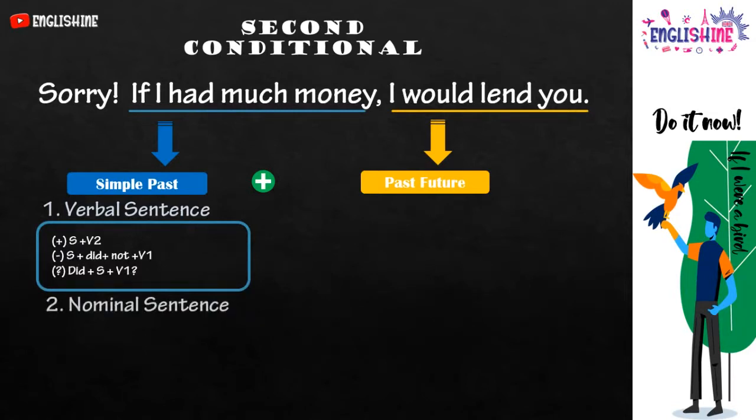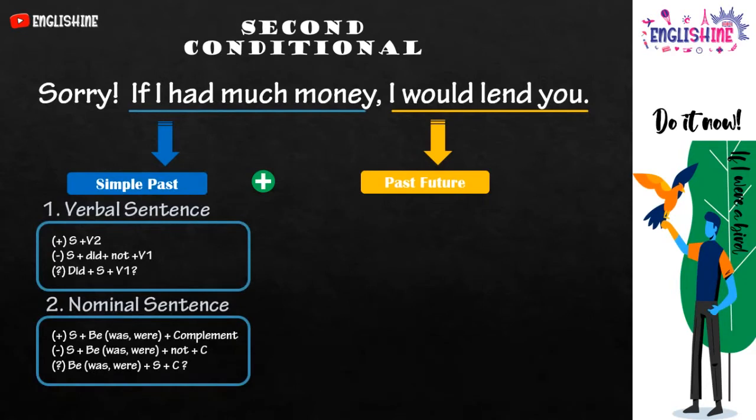And the second is nominal sentence. Here is the formulation of how to make it. There are positive using be or to be, was and were, plus complement. Negative, just add not after be or to be. And interrogative, moving be or to be, was and were, in front of the sentence.